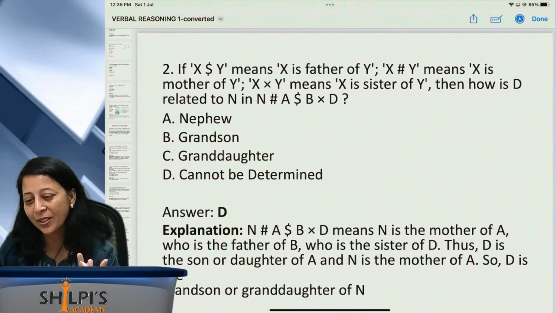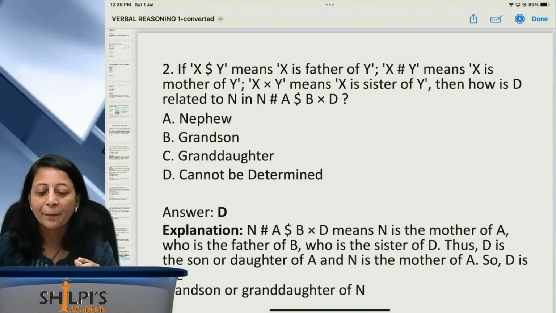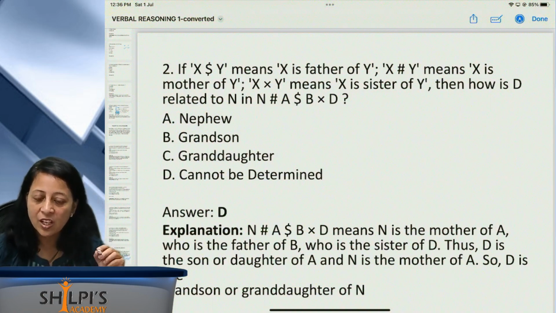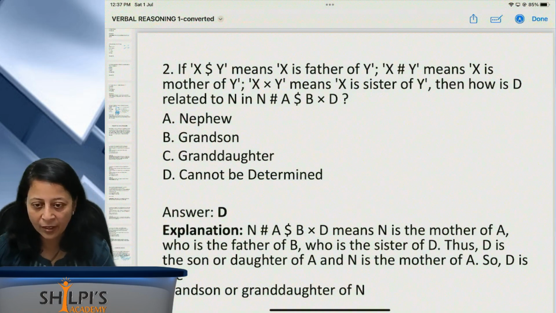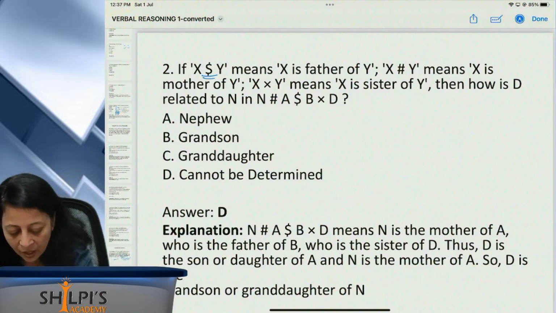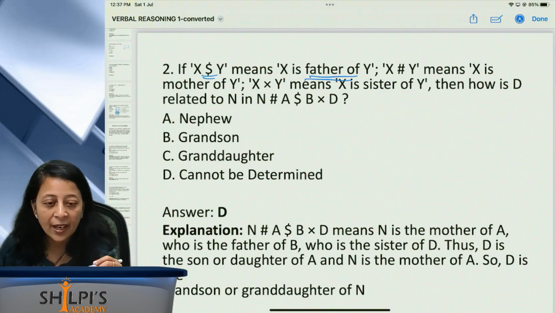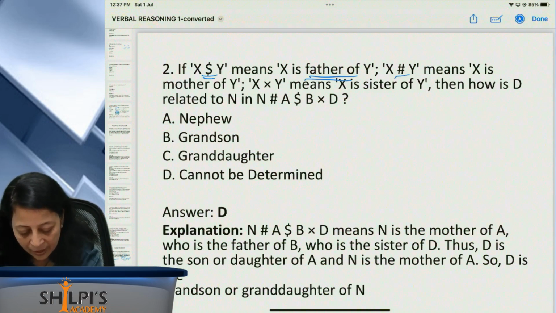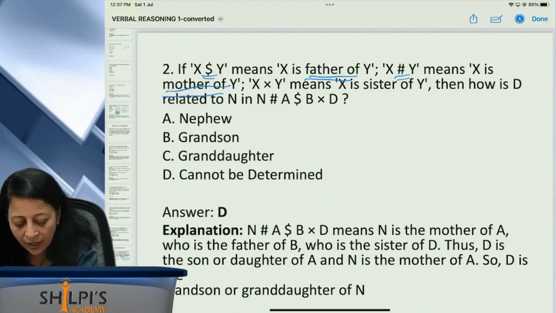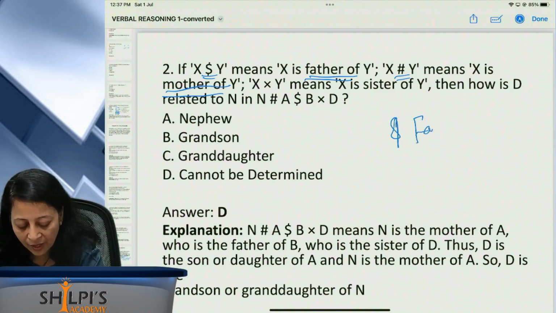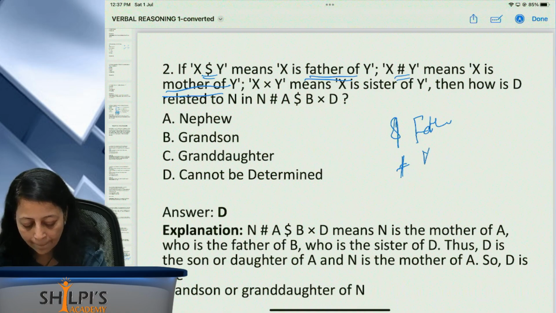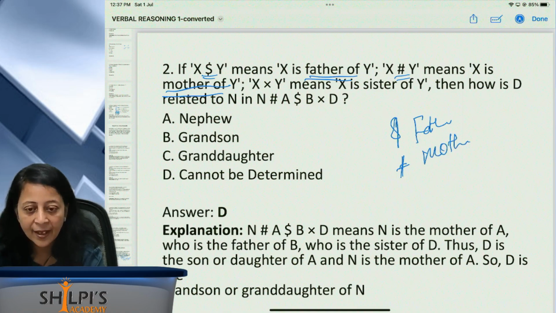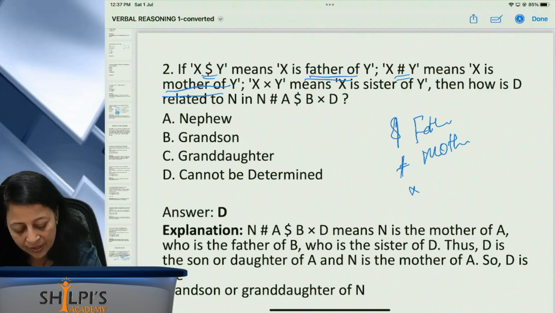This is one more type of question on the same blood relationship. Okay, blood relationship. If X $ Y means X is the father of Y, so dollar here represents father of, and X * Y means X is the mother of Y. So asterisk means mother here. Okay, so dollar means father and hash means mother, and X multiplied by Y means X is the sister of Y. So multiply here means sister.